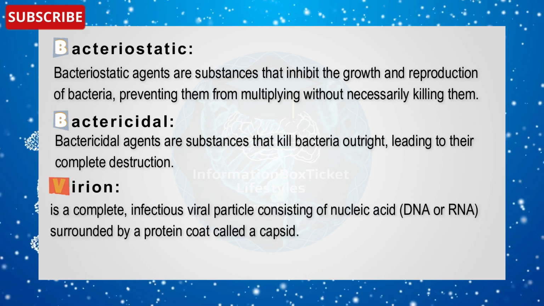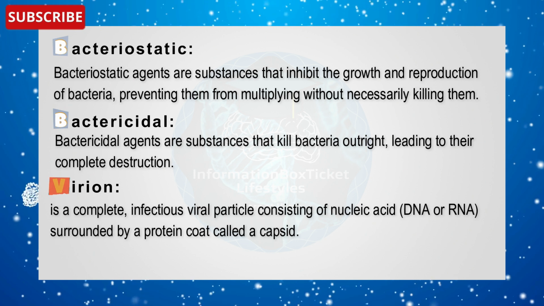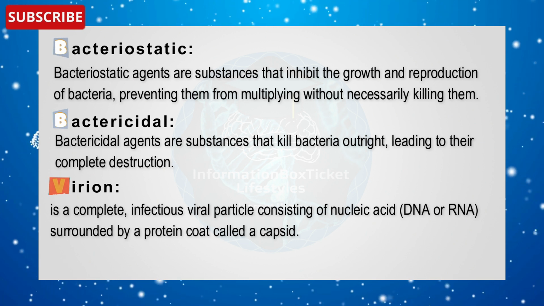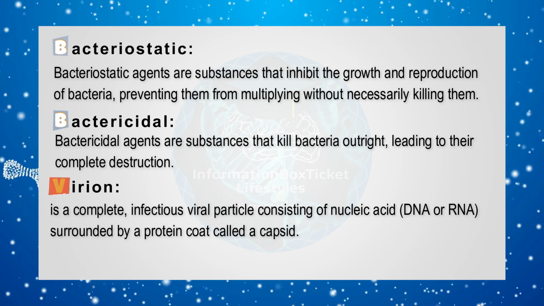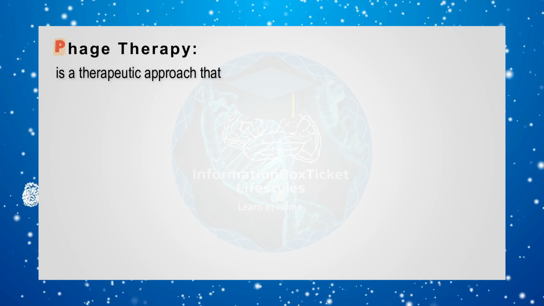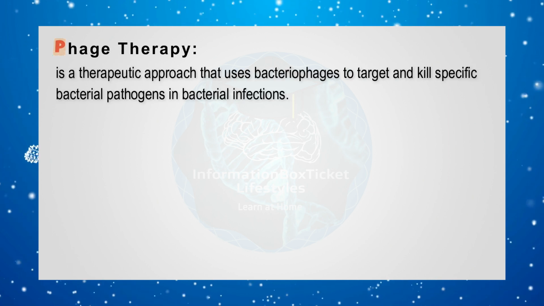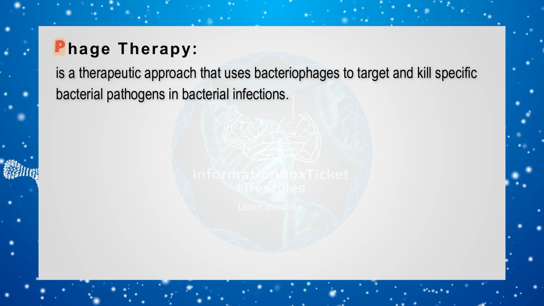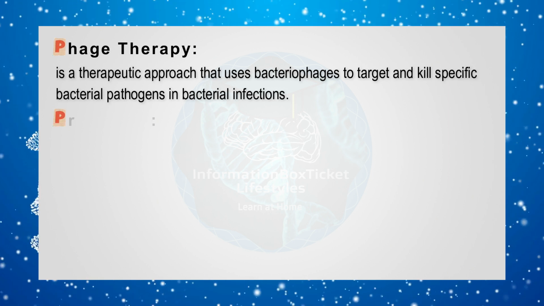Virion. A virion is a complete infectious viral particle consisting of nucleic acid, DNA or RNA, surrounded by a protein coat called a capsid. Phage therapy. It is a therapeutic approach that uses bacteriophages to target and kill specific bacterial pathogens in bacterial infections.